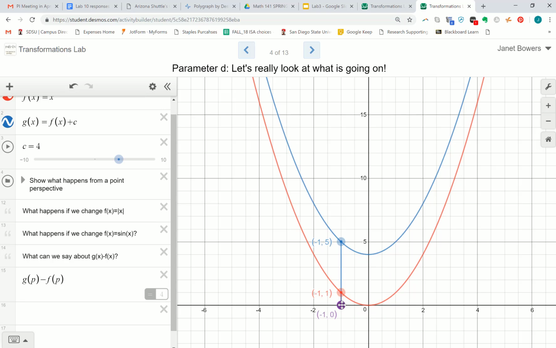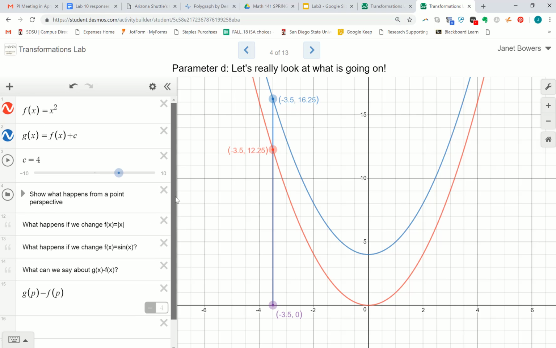And hopefully that's helpful in terms of a point-wise perspective, but it's also going to be helpful because we're going to use that trick when we look at the A as well. So the idea is that looks can be deceiving, but for any given x, the difference between these two functions is the same. It's always going to be 4. So is that going to be what happens if we change the function?